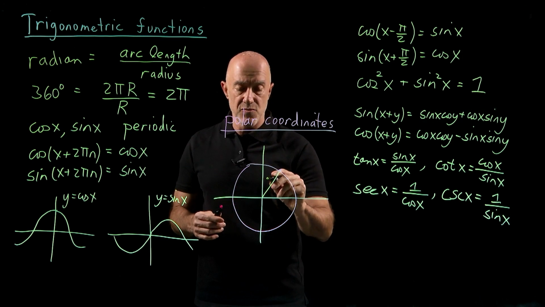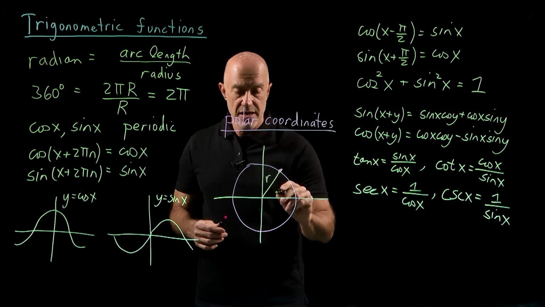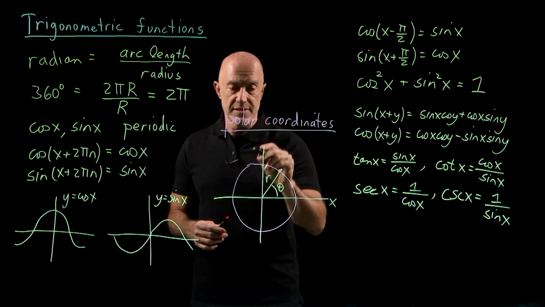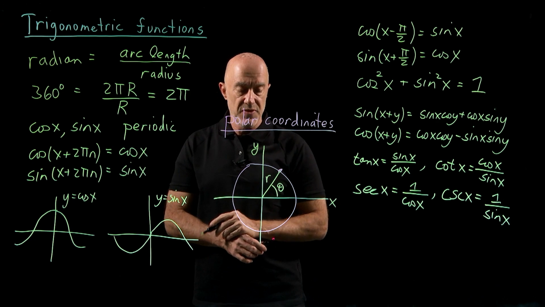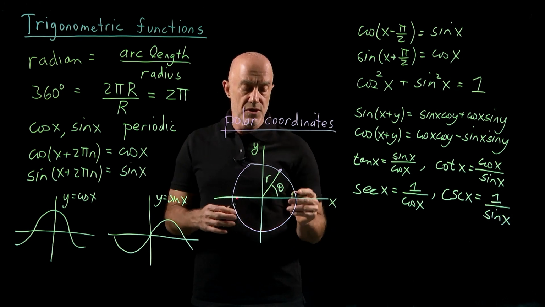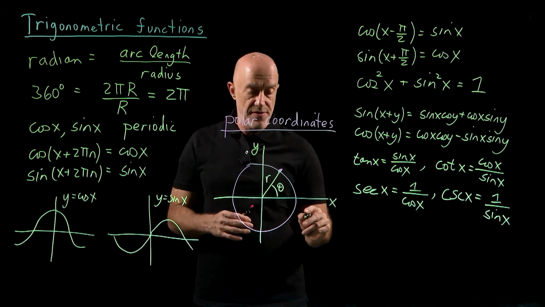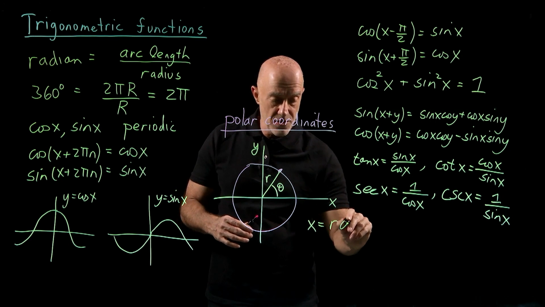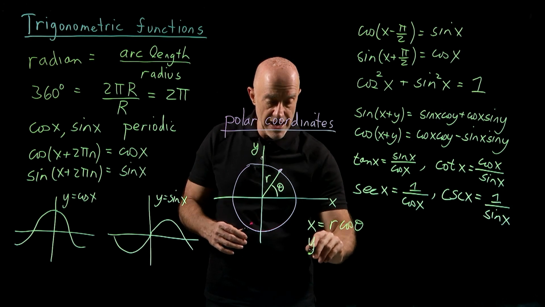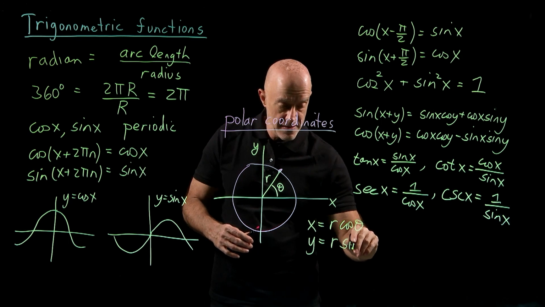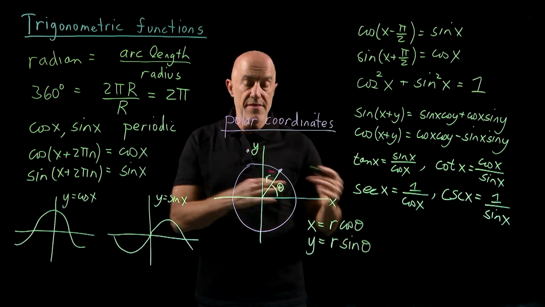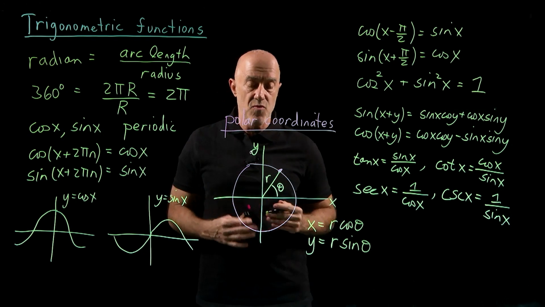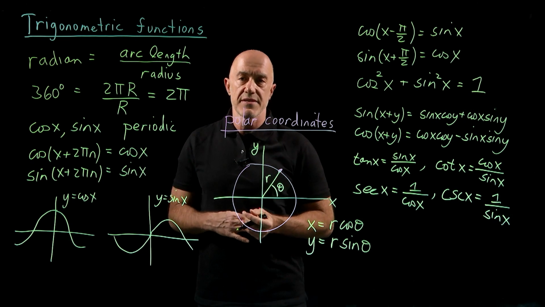So the circle has some radius, so we'll call that r. And this line makes an angle theta with the x-axis. So this is the x-axis and the y-axis. And then the polar coordinate relates x and y to r and theta. So using trigonometry, x equals r cosine theta, and y equals r sine theta. And r and theta are called polar coordinates, x and y are called Cartesian coordinates.